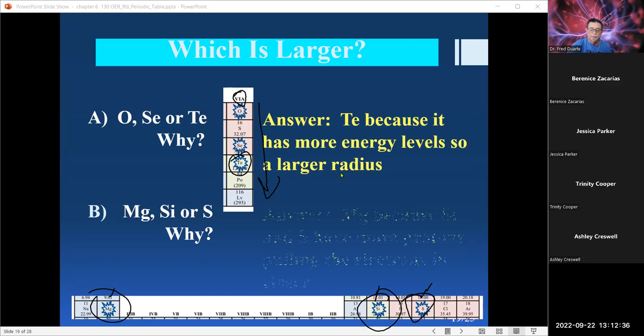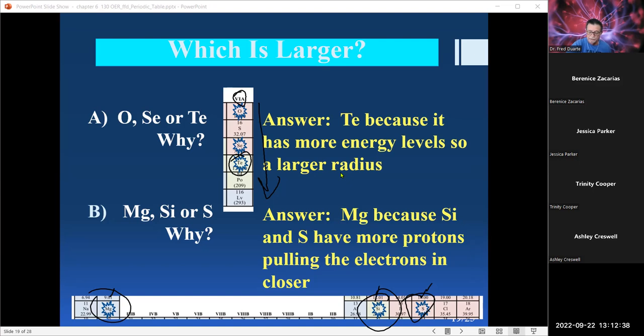Because again, sulfur has a lot more protons and electrons, and therefore that nuclear force is much greater, and those electrons are being pulled into itself much more than in magnesium, okay? And if you think about it, with magnesium, those electrons being held further away from the nucleus are much more readily removed or lost, which is consistent with magnesium being a metal that tends to want to lose electrons, okay?